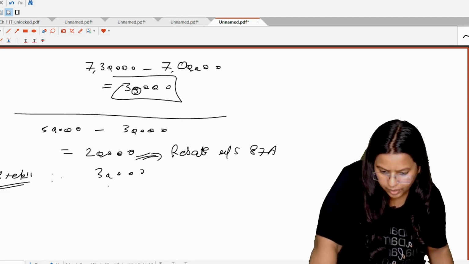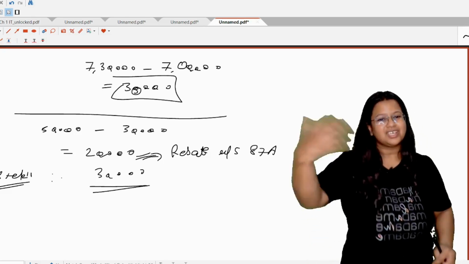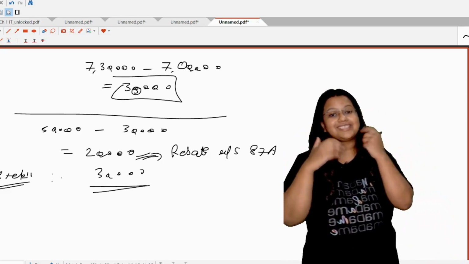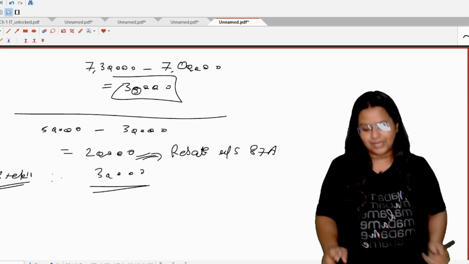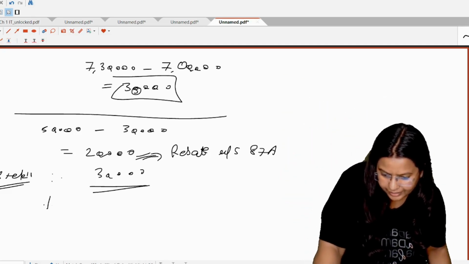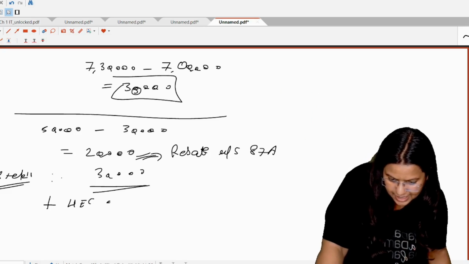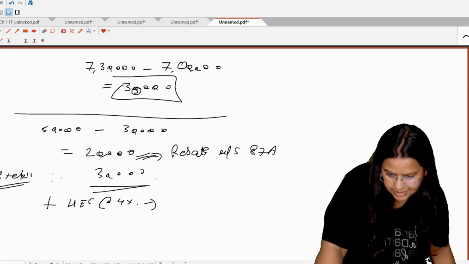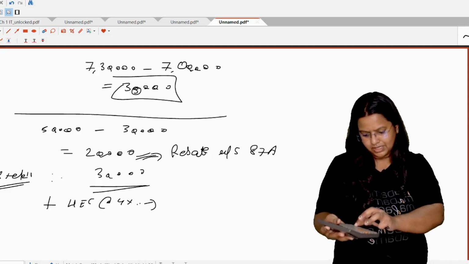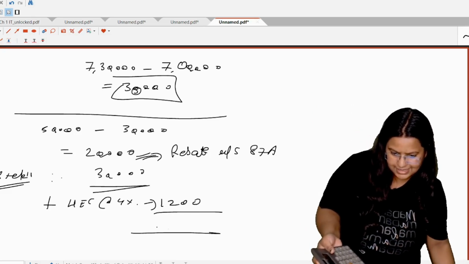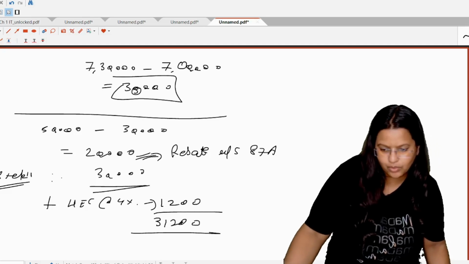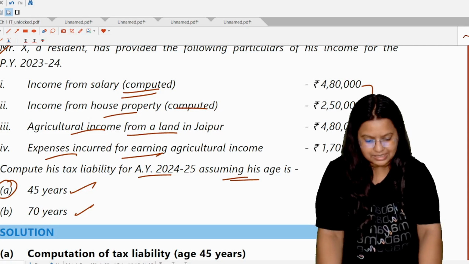Okay, now is surcharge applicable to that person? No, because the income is not more than 50 lakh rupees. So we have to add health and education cess directly at the rate of 4%, that is 30,000 into 4%, 1,200 rupees. So the total tax liability as per this question is 31,200. I hope this question is clear to all of you.